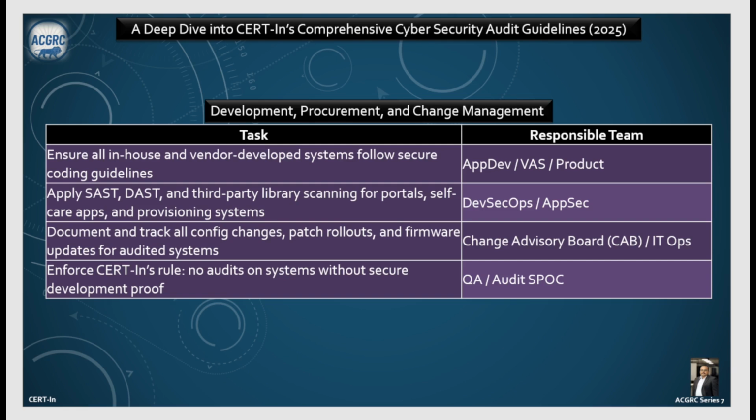Step 2 is to apply SAST and DAST and third-party library scanning for portals, self-care apps, and provisioning systems. This is where you would need your DevSecOps heads and leads and your application security teams involved. Step 3 is to document and track all configuration changes, your patch rollouts, and firmware updates for audit systems. Here you would need your change advisory board team, leads, heads, and your IT ops heads and your leads in this space to come in.